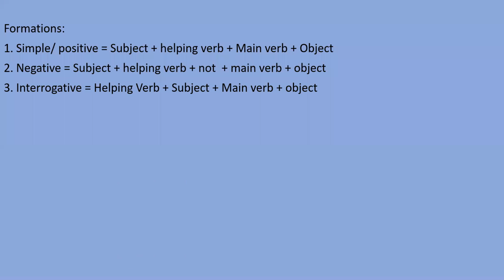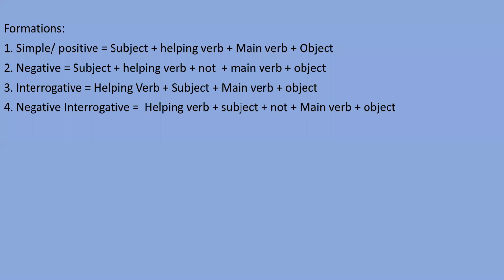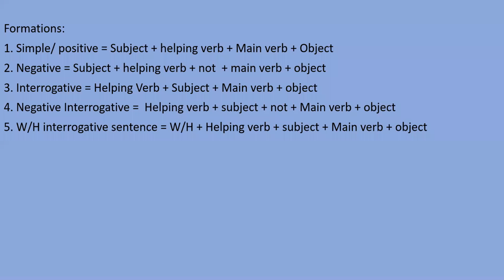If our sentence is interrogative, then first of all helping verb, then subject, main verb, object. You have to use that. If our sentence is negative interrogative, helping verb, subject, not, main verb, object, you have to use. If our sentence is a WH interrogative sentence, first of all the WH word will come, then helping verb, then subject, then main verb, then object. Okay, so this will be the formation.